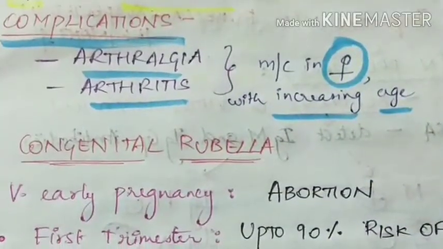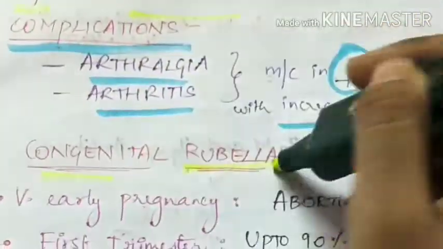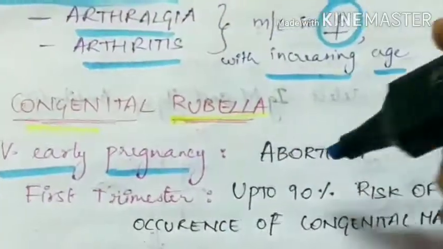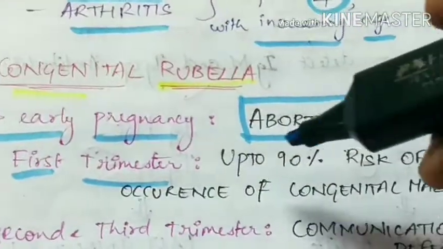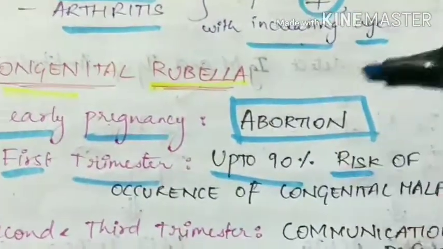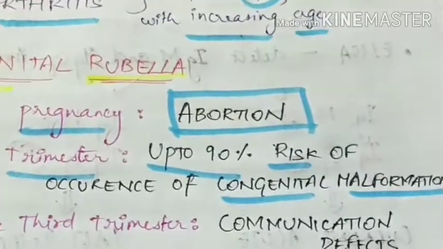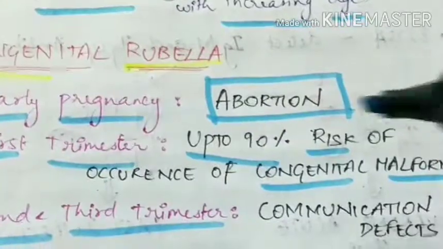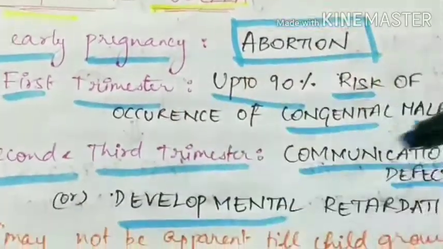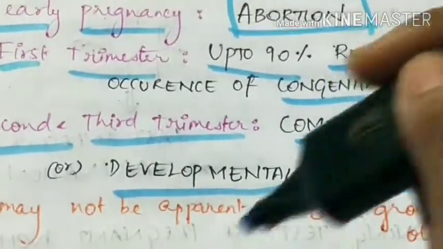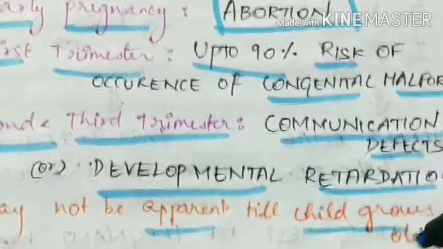Now let's see about the congenital rubella. In case of very early pregnancy, the infection with rubella virus can lead to abortion. In case of first trimester, there is up to 90% risk of occurrence of congenital malformations in the baby. In the second and third trimester, the infection leads to communication defects or developmental retardation. But this may not be apparent till the child grows older.